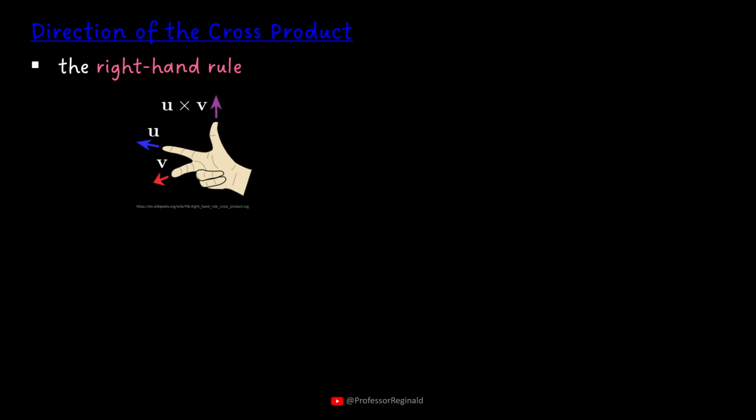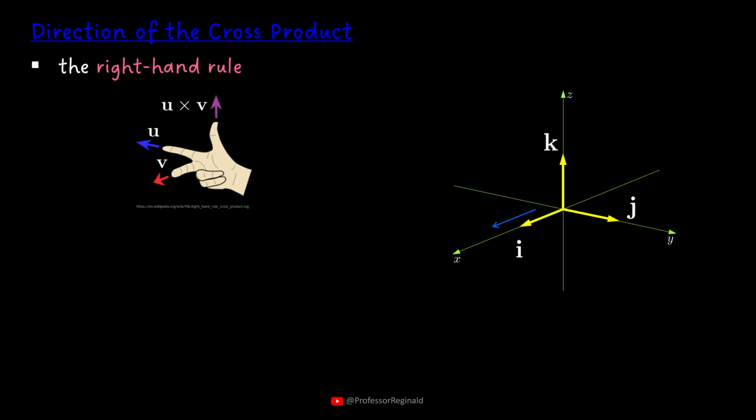The direction it points to is the orientation of the cross product with respect to the first and second vectors, and the actual direction still needs to be computed. As an illustration, consider the three standard basis vectors i, j, and k. For i cross j, if the index finger points in the i direction, and the middle finger points in the j direction, the extended thumb would naturally point in the k direction. So i cross j is equal to k.